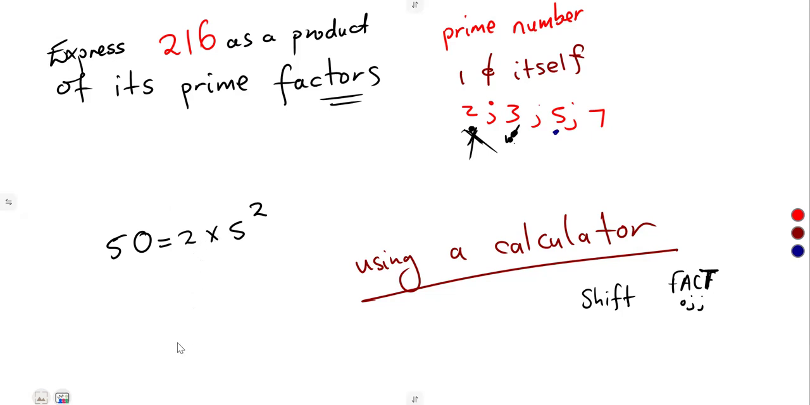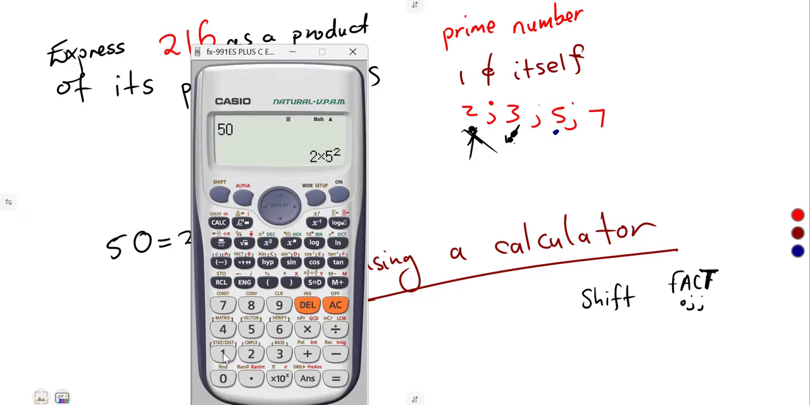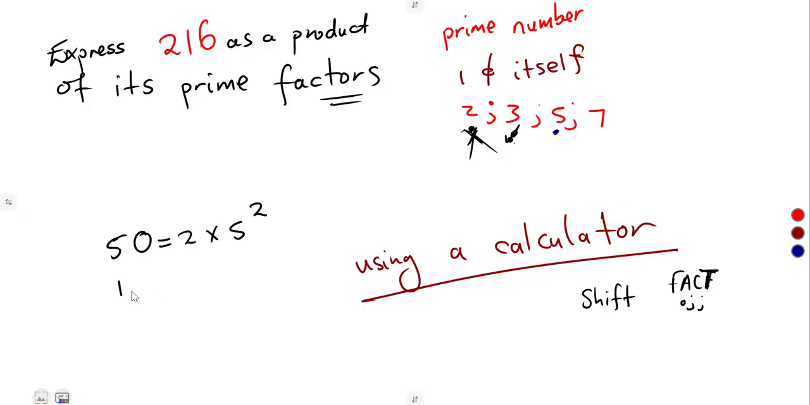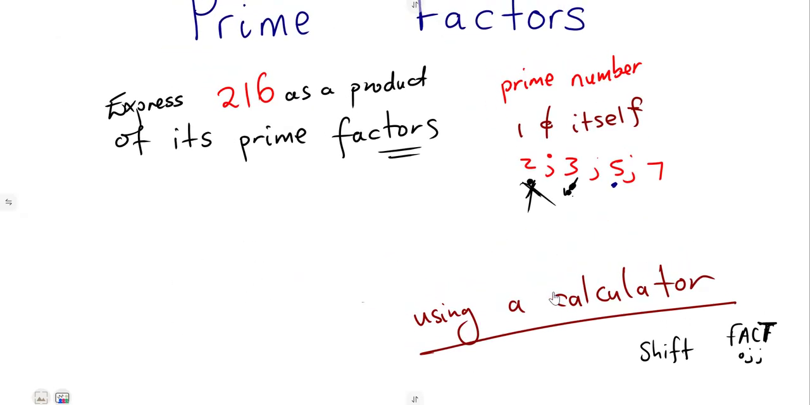We also had 12. Let's do that one. So 12 is equal to, then shift fact: 2 to the exponent of 2 times 3. So 12 is 2 to the exponent of 2 times 3. You can use your calculator direct, but using the ladder diagram, you must know what you're dealing with. So here it is just for a proof. You can use your calculator as a proof.